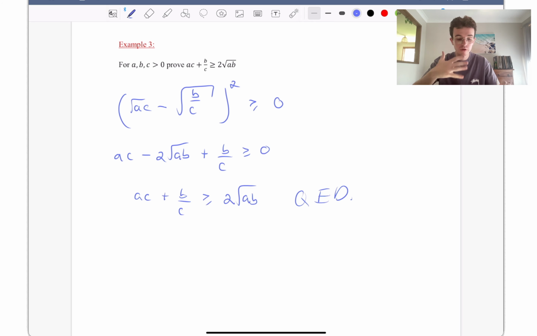You also, if you'd proven the arithmetic geometric mean inequality in a previous part, you could have substituted into that and you would get the same answer.